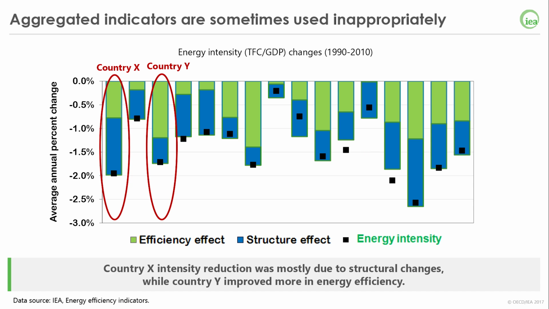Indeed, country Y, in this example, improved more its energy efficiency level than country X. The higher decrease in energy intensity witnessed by country X was mainly driven by changes in the structure of its economy. For example, a higher share of the less intense service sector in the economy of country X.